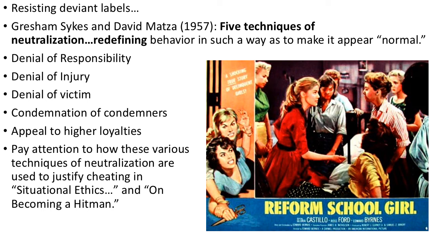In Becoming a Hitman, that article is about how this professional hitman rationalizes or neutralizes his behavior. And one of the things he says in that article is, well, if they hired me to kill this person, they must have done something really bad. They must have done something really, really wrong. So they got what they deserved.